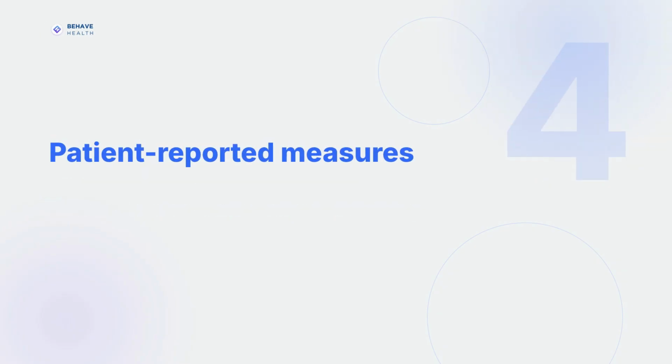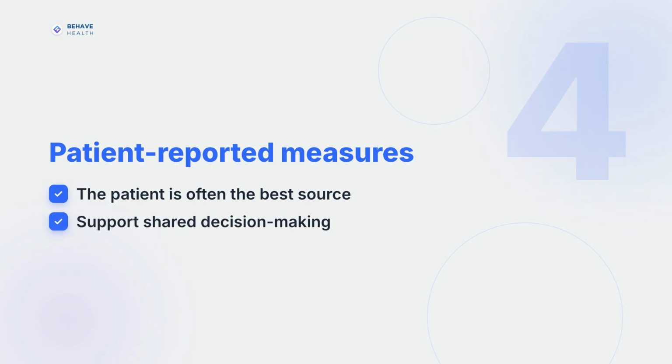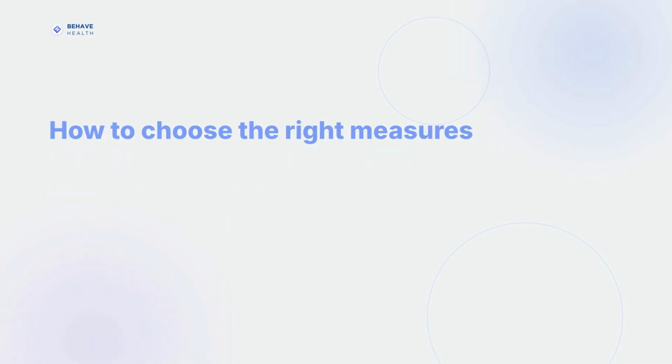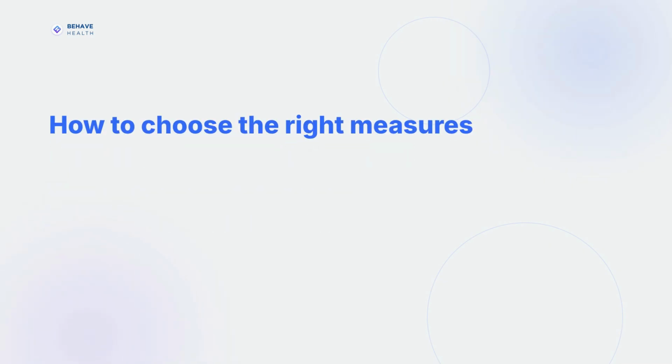Type 4. Patient-reported measures. Patient-reported outcomes matter because the patient is often the best source of information about how treatment is going. They also support shared decision-making and help teams spot issues that might not appear in a note. The best measures are the ones your team can use consistently.